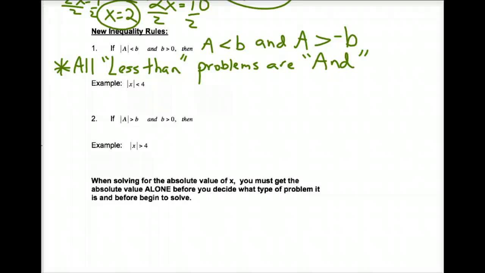Less than, but it doesn't. Yeah, it's the way you say it. All less than are "and," because they rhyme together. You can say them the right way. Less than are and.